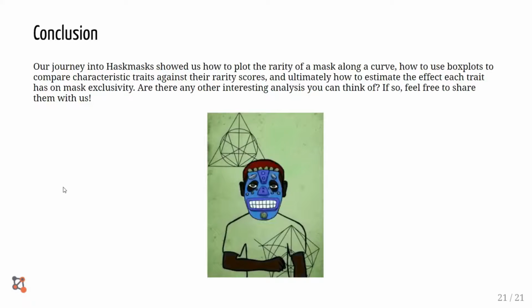Our journey into Hashmask shows us how to plot the rarity of a mask along a curve, how to use box plot to compare characteristic traits against their rarity score, and ultimately how to estimate the effect each trait has on masks' rarity. If there are any other interesting analysis that you can think of, feel free to share them with us. I hope you enjoyed the video. I'll see you next time.